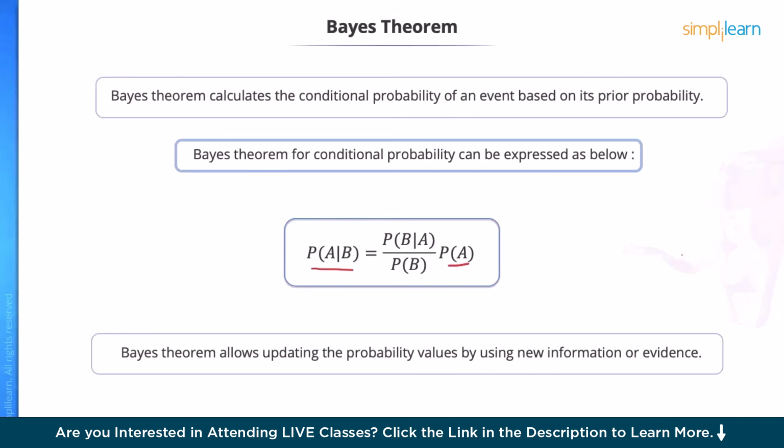Here, probability of A is known as prior probability. That is the probability of an event before any new data is collected. Probability of A given B is known as the posterior probability. It is the revised probability of an event occurring after taking into consideration the new information. Probability of B given A is known as the likelihood, and probability of B is the probability of observing the evidence.